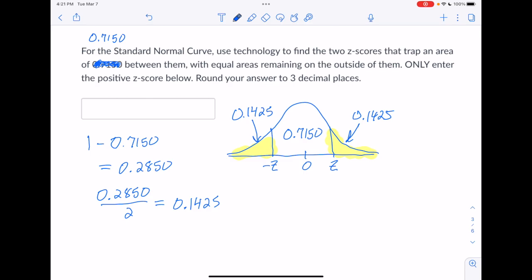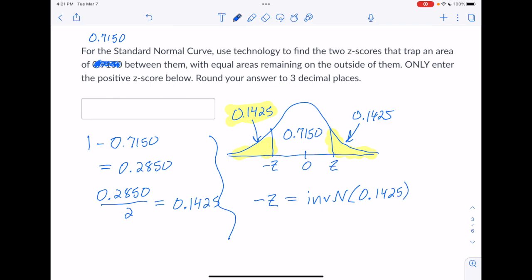So when you know area and you're trying to find a z-score, you want to use the inverse normal. And inverse normal wants the area to the left of the z. So I'm going to start off by finding this z on the left-hand side because we know the area to the left of the negative z is this 0.1425 right there. So negative z is inverse normal of the area to its left, which is 0.1425.